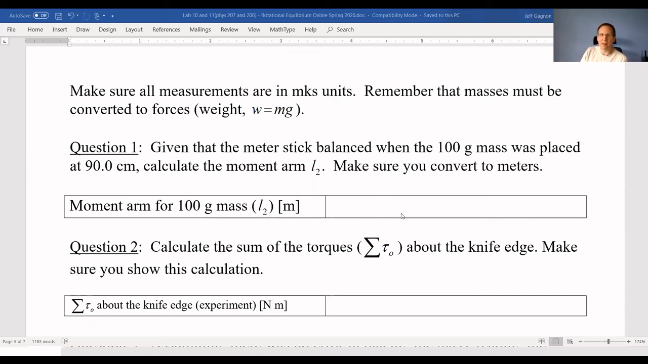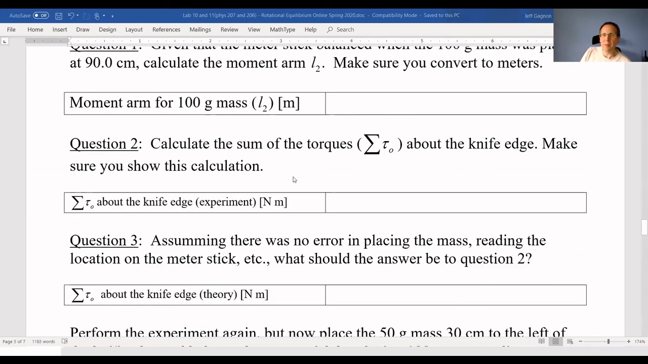So find that first. And again, it's just going to be the difference, right? Then calculate the sum of the torques about the knife edge. Make sure you show me this calculation. So given what I did on the iPad, make sure it's something very similar to that.